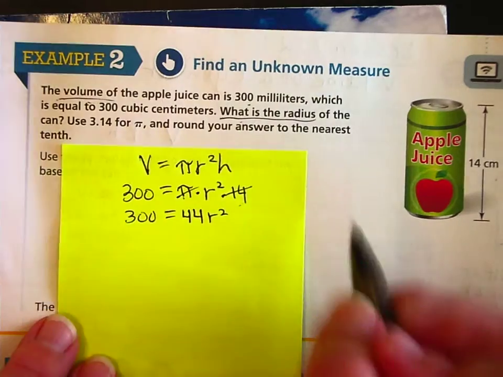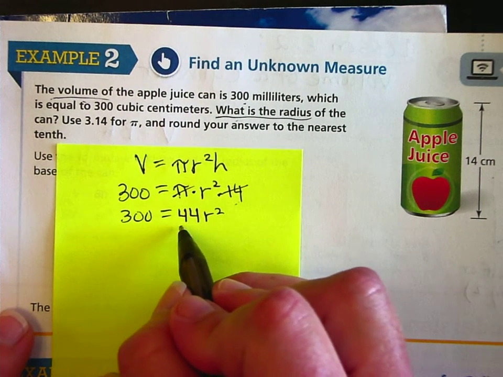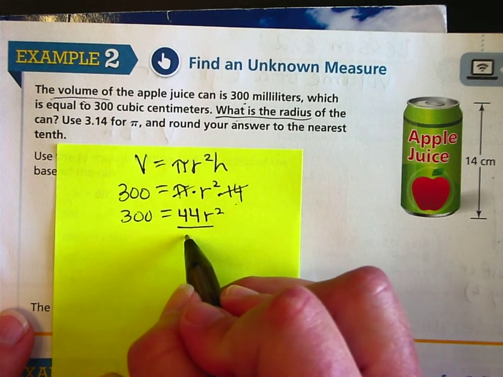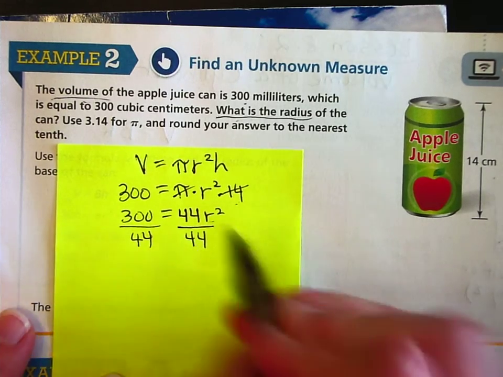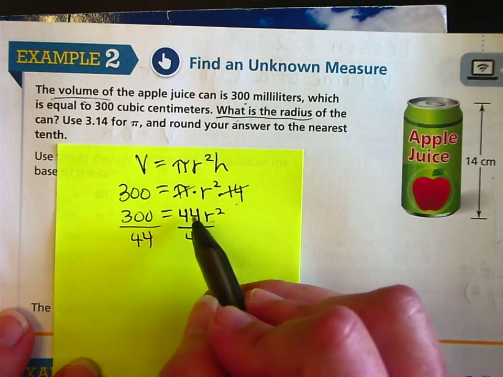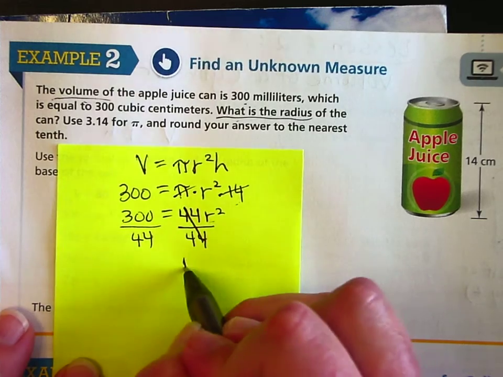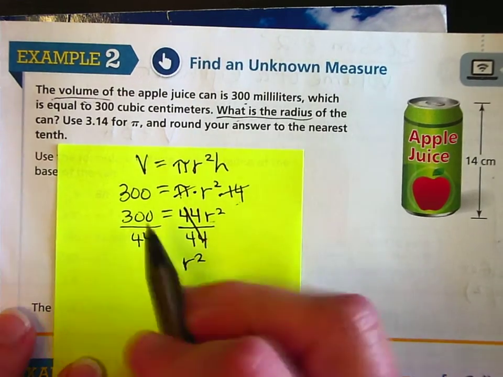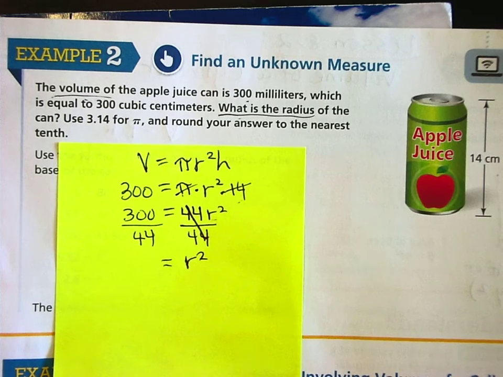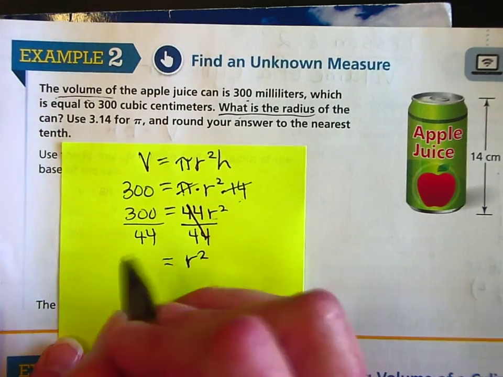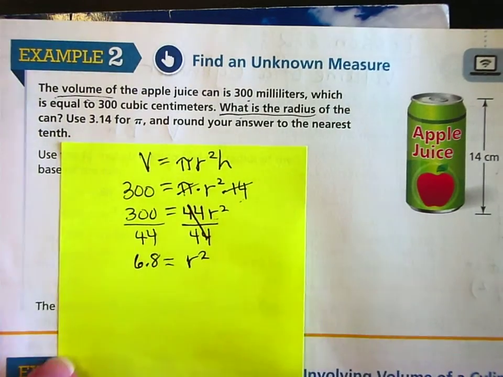Okay, so now on this side, you're going to divide by 44, actually both sides, because again, we're doing the inverse of multiplying, which is divide. We've got to get the r squared by itself. So 44 divided by 44 is 1. So we have 1r squared left. Plug this into your calculator, 300 divided by 44, and you get 6.8. Make sure you're rounding to the 10th place correctly.